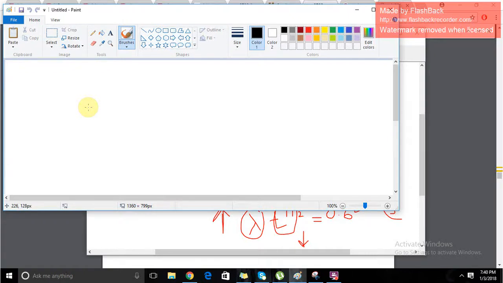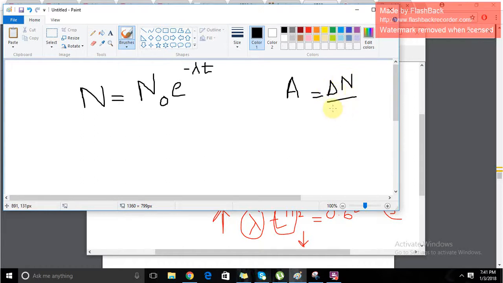I mean, how do you get this formula? So we have this, N is equal to N naught e to the minus lambda t. N is the undecayed nuclei. This is the initial number of undecayed nuclei. And something I forgot is this, that A can also be delta N over delta t, that is the change in the number of nuclei over delta t, which is actually only useful when we assume that delta t is a small time interval, say a few seconds.